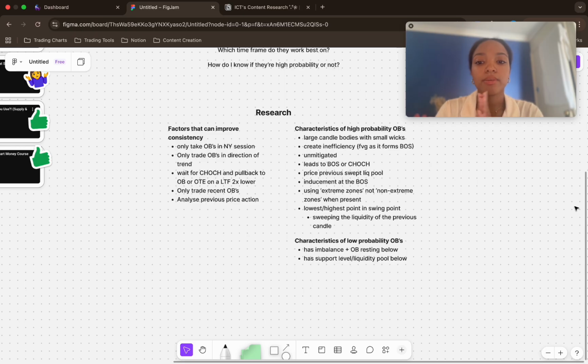is factors that can improve consistency: only trade the order blocks in New York session, only trade order blocks in the direction of trend, wait for the change of character and pull back to an order block or OTE on the lower time frame, which is going to be 2 times lower than the time frame that we're trading, and only trade recent order blocks and analyze previous price action.